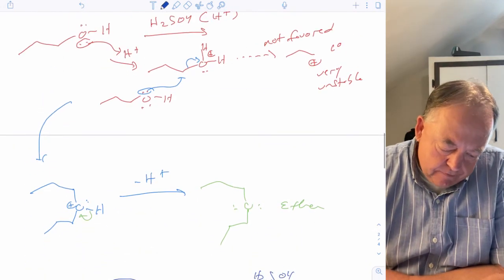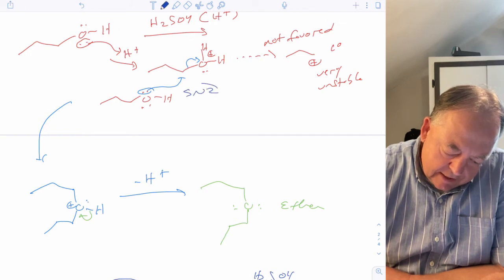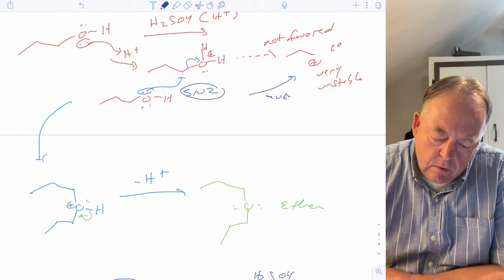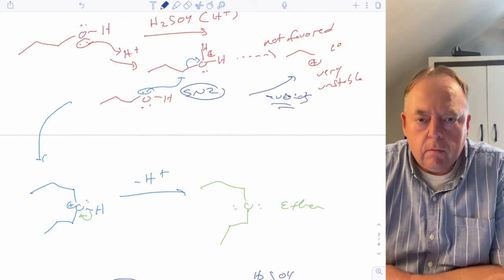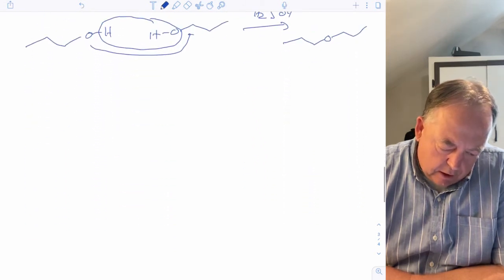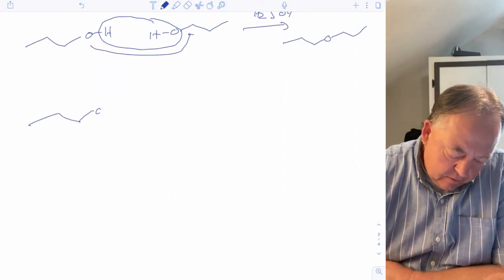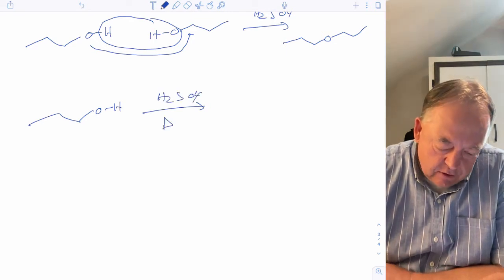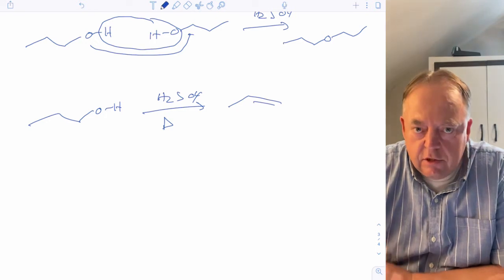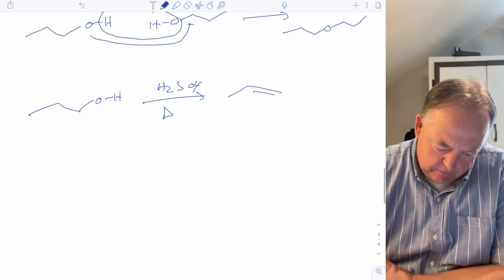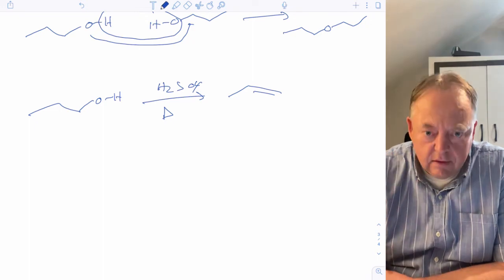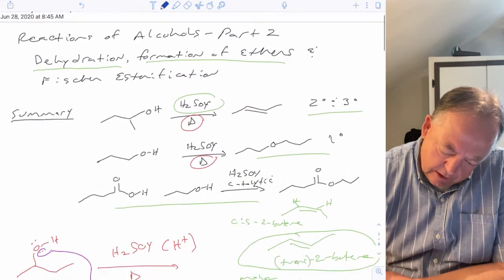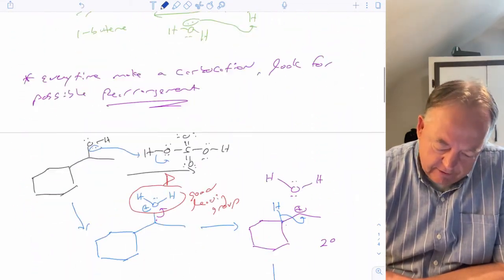But this is the mechanism. Since this is all happening at the same time, that's an SN2 reaction, right? And that avoids making an unstable carbocation. Although if you beat on this reaction enough, so if you did this at high temperature, then you could tend to do elimination instead. Okay, so let's see. So one more reaction in this lecture to look at.